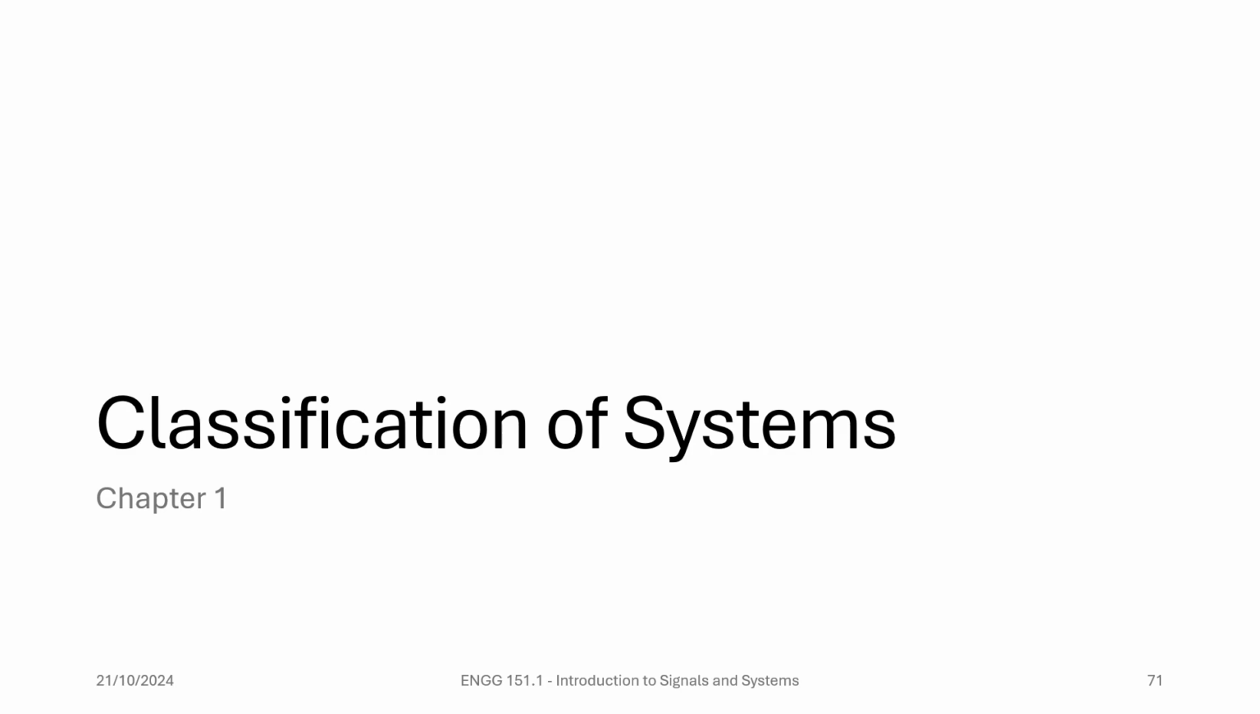Previously we have been discussing all about signals: the property of signals, nature of signals, basic CT and DT signals, even the basic operations of signals. So today, let's talk about systems. We have already discussed what a system is about.